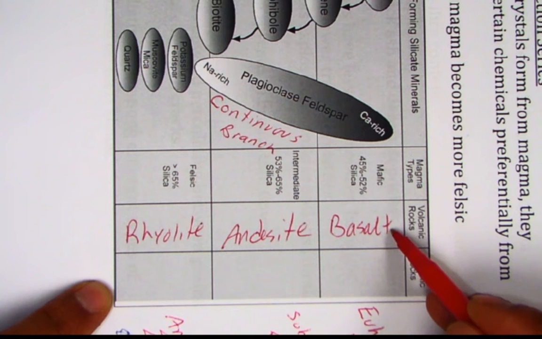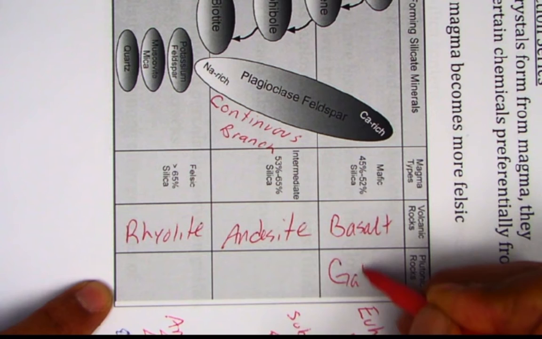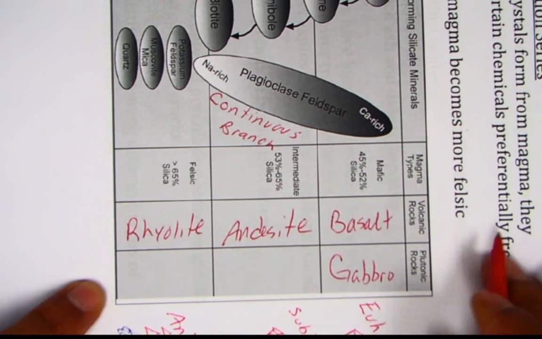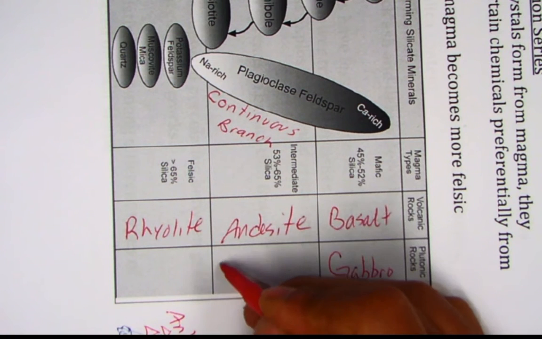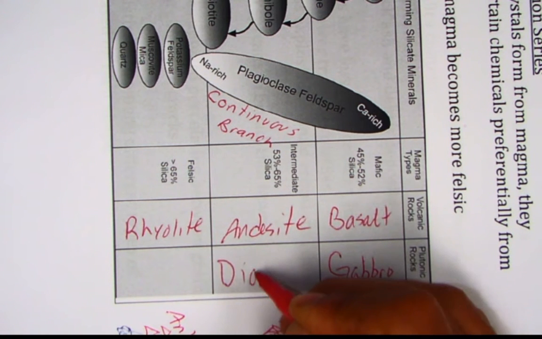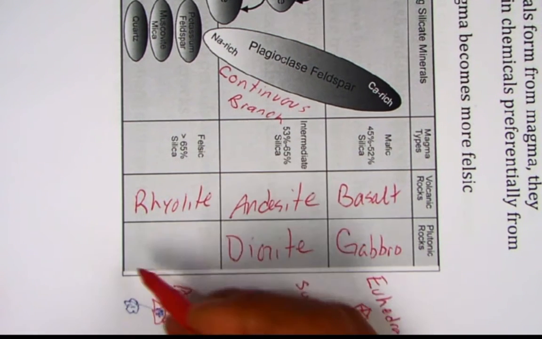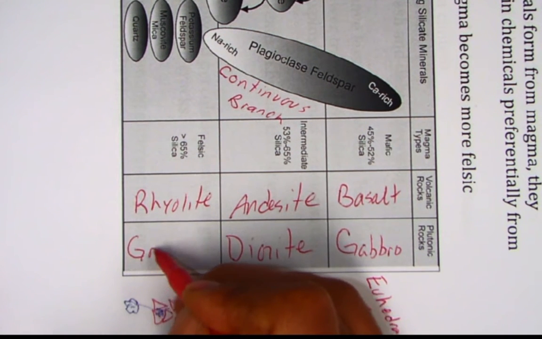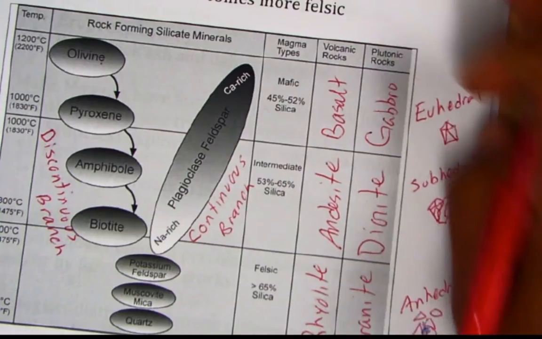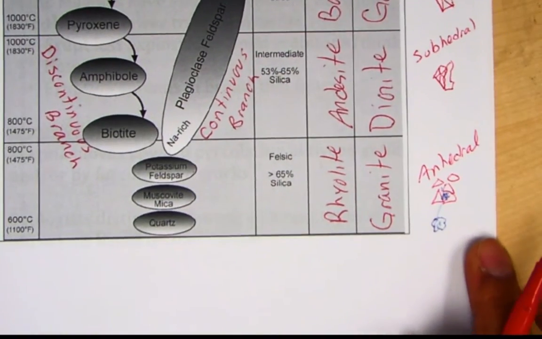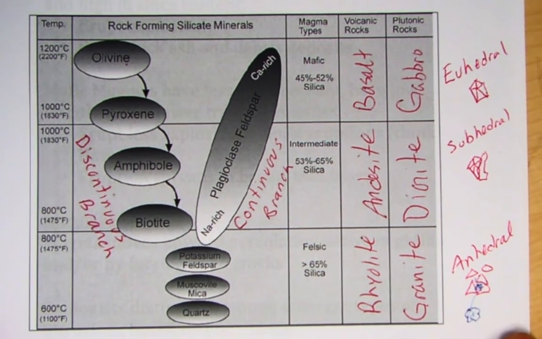The chemical equivalent of basalt that cools at depth is called a gabbro. The chemical equivalent of andesite that cools at depth is called diorite. And finally, the chemical equivalent of rhyolite that cools at depth is called granite. So those are our rock types. Basically, there's basalt, andesite, rhyolite, gabbro, diorite, and granite.